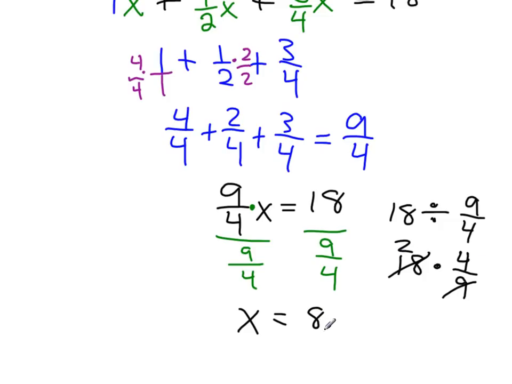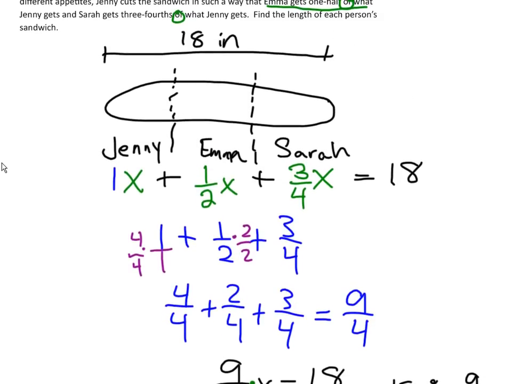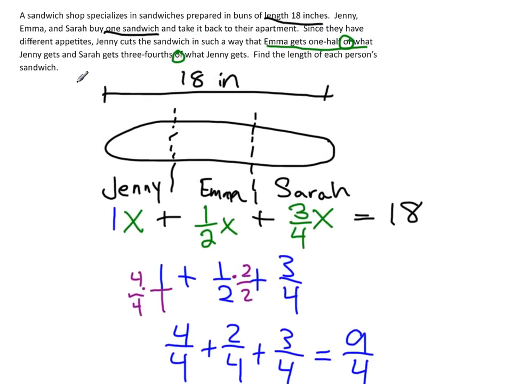Now be careful, we're talking about a word problem here. So we got to go back, let's scroll back up, and see what we were talking about. X represented Jenny. So Jenny is getting 8 inches of a sub. Emma is getting 1/2 of what Jenny gets. So we're getting 1/2 of 8, which is 4 inches of a sub. Then Sarah gets 3/4 of what Jenny gets, and 4 can go into 8 twice. 3 times 2 is 6.